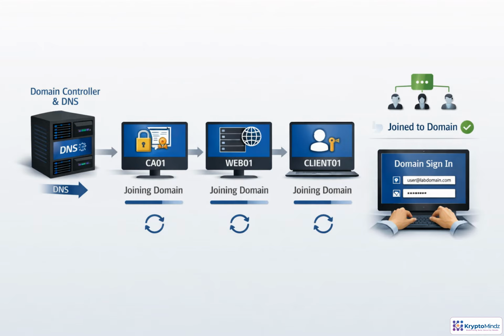Once the domain controller and DNS are working, the real test is joining the rest of the lab machines. First, point each server and client to the domain controller as their only DNS server. Then join CA01, WEB01, and Client01 to the domain, using a domain admin account when prompted. Reboot each system, so group policy and computer accounts apply. Afterwards, sign in with a domain user to confirm authentication is handled by Active Directory.